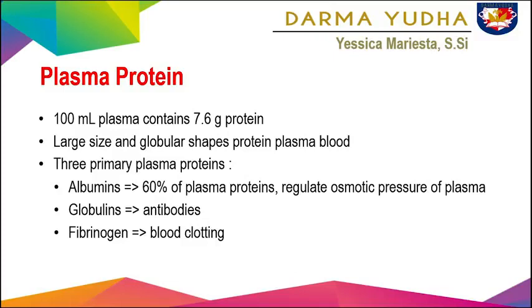In 100 milliliters of plasma, it contains around 7.6 grams of proteins. And there are three primary plasma proteins, which are albumins, globulins, and fibrinogens. Albumins make up around 60% of the plasma proteins, and are used to regulate the osmotic pressure of the plasma. The globulins are used as antibodies, and the fibrinogen is used for blood clotting.